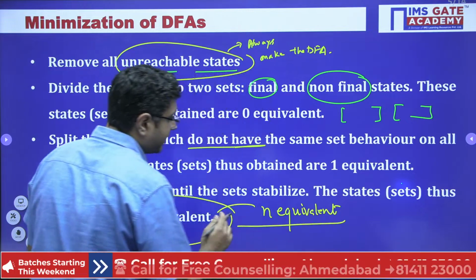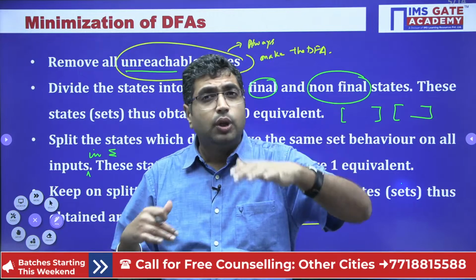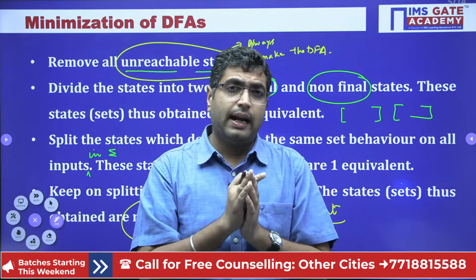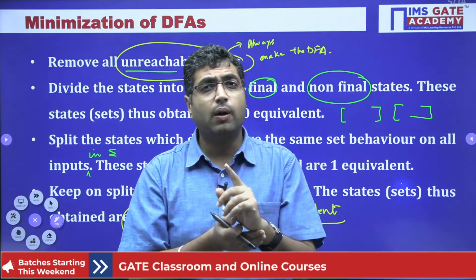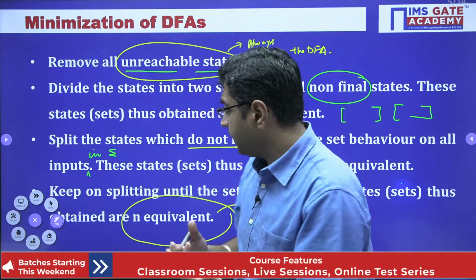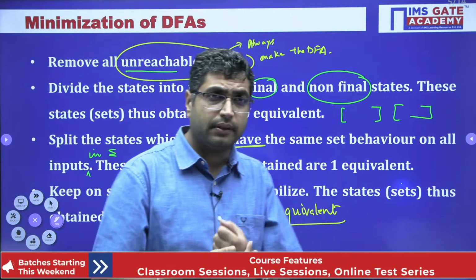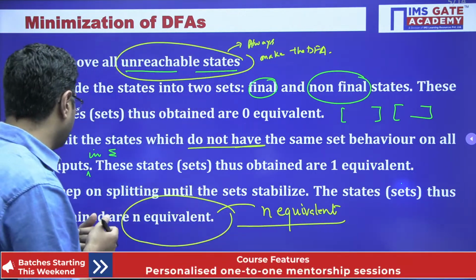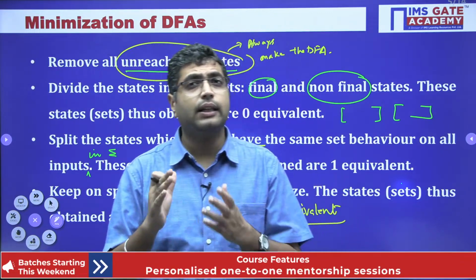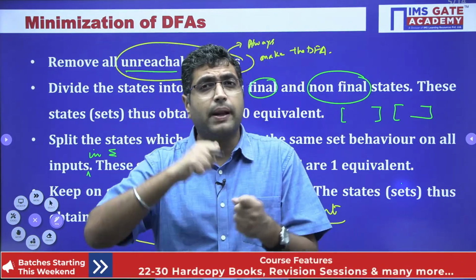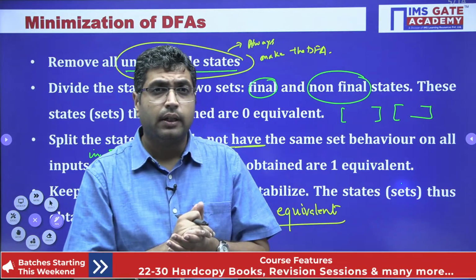What do I mean by stabilize? It means that no further splitting can be done. If at level k you have certain sets, and at level k plus 1 you again have the similar sets, that means even if you keep on applying inputs, you are going to get the same sets. So they have similar behavior. If the set behavior of the kth and the k plus 1th are similar, that means they are equivalent. If you keep applying this again and again, you are going to get the same set.